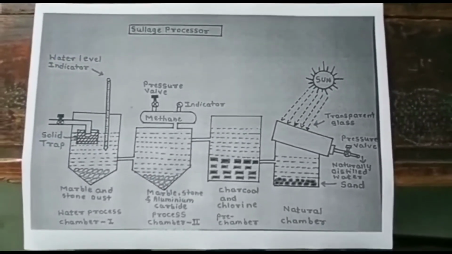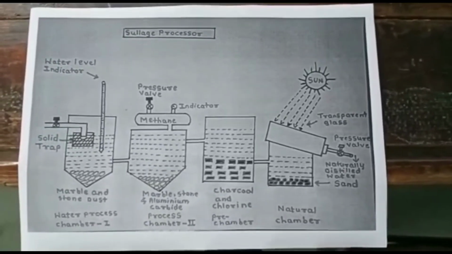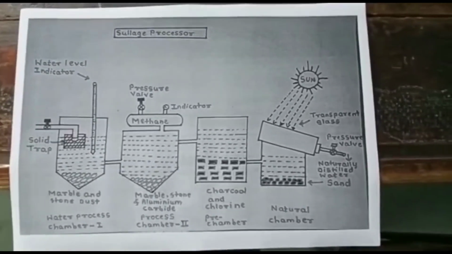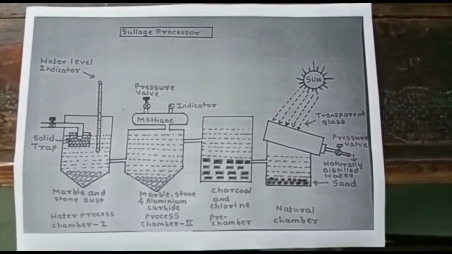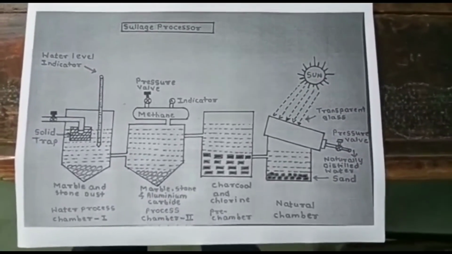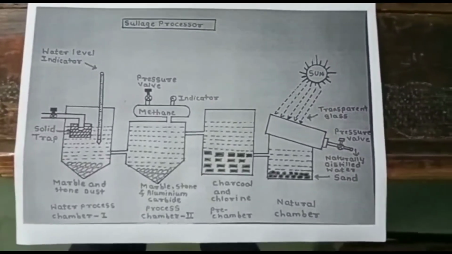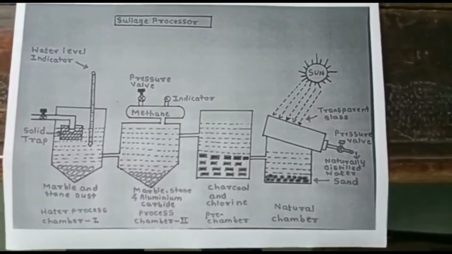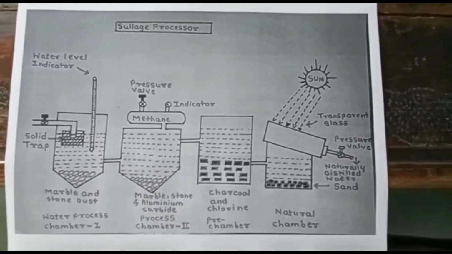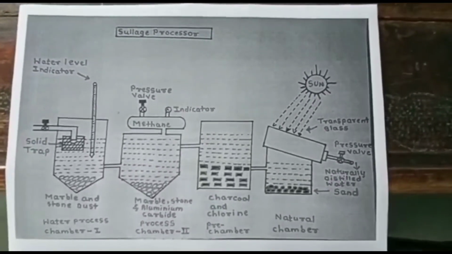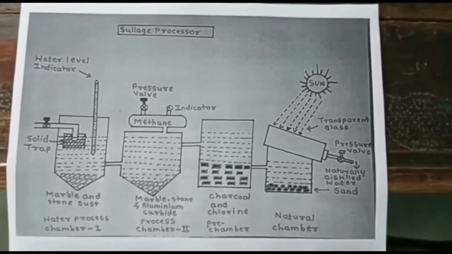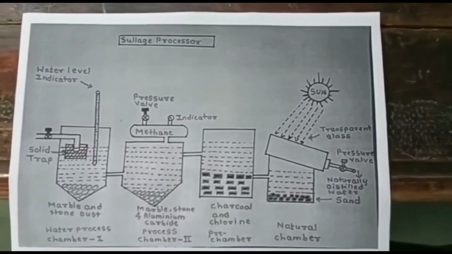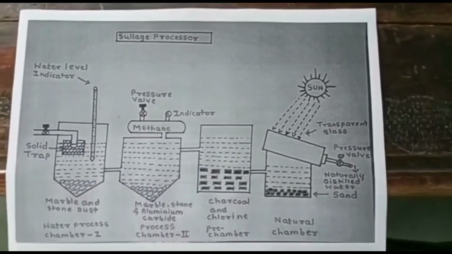It is made up of aluminium or steel casing. The purpose of using an aluminium or steel solid trap at one end is to collect the solid waste coming out from homes or industries. At the bottom of chamber number 1, marble and stone dust is placed such that the secondary solid particles coming out from the solid trap settle down at the bottom of chamber number 1 with the use of marble and stone dust.